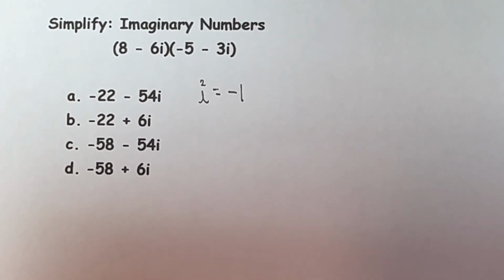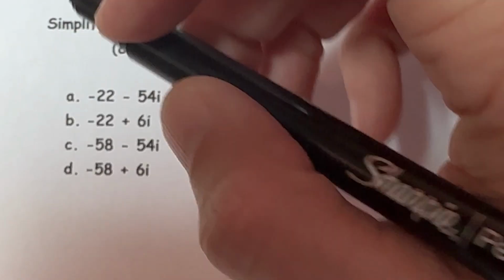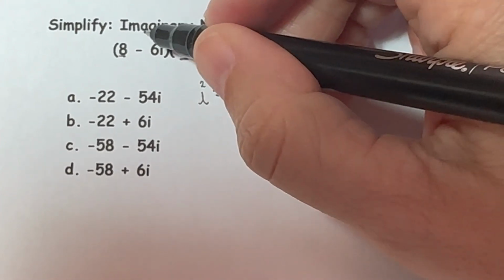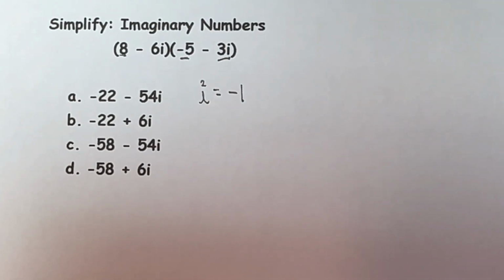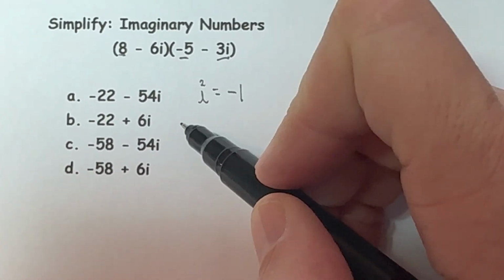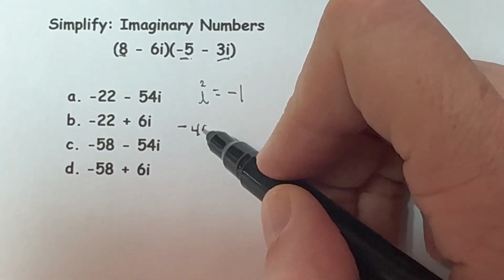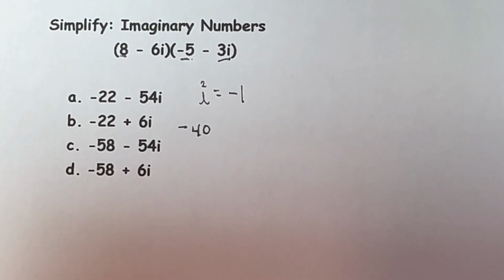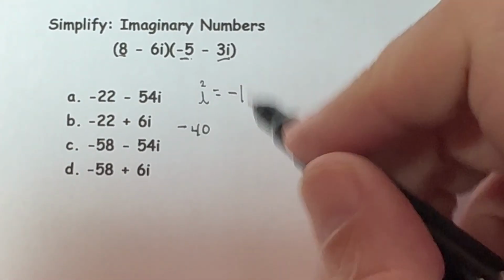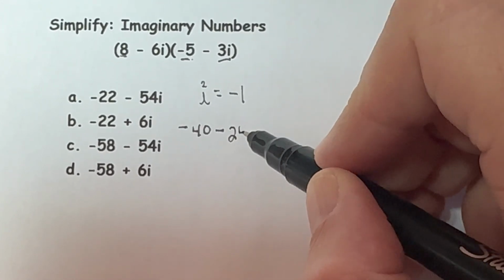All right, so we've got a binomial times a binomial, so we're going to be foiling this, which is the same thing as taking 8 times each one in the other one, and then taking the -6 times each one. So here we go. A positive times a negative is a negative. 8 times 5 is 40. Now I need to take the 8 times the -3i. A positive times a negative is a negative. 8 times 3i is 24i.